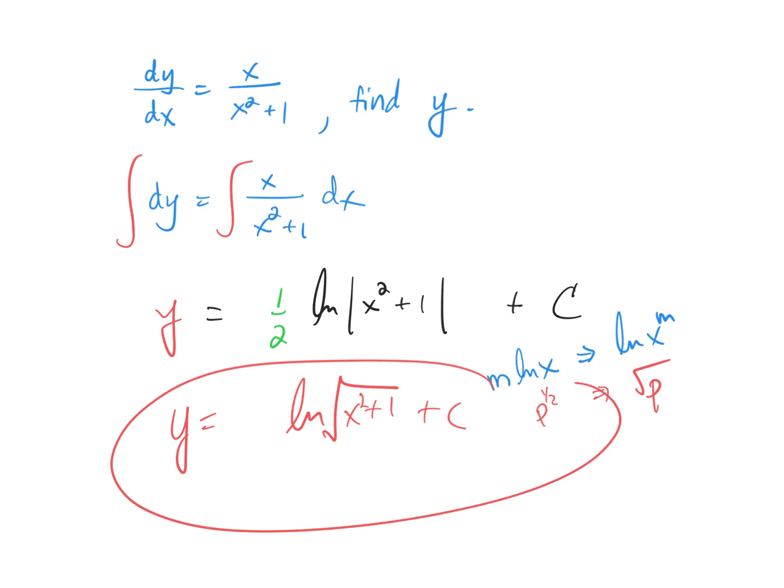And that is answer choice A. There's nothing wrong with this form. It's just not one of the answer choices. This algebraically equivalent one is the one we needed.